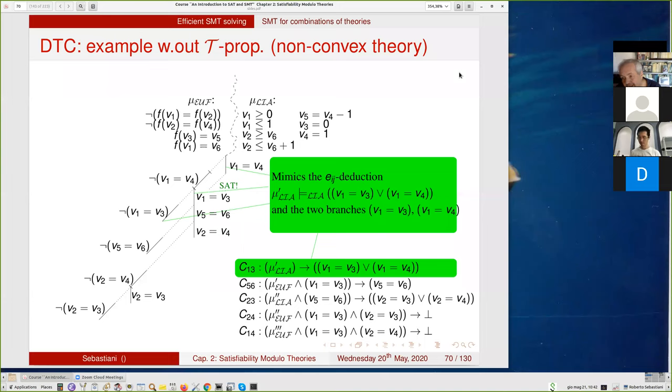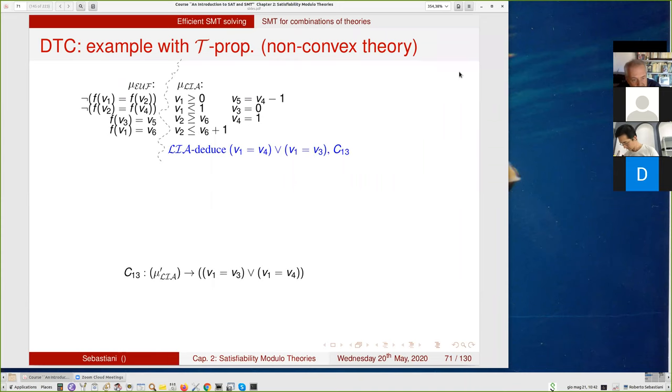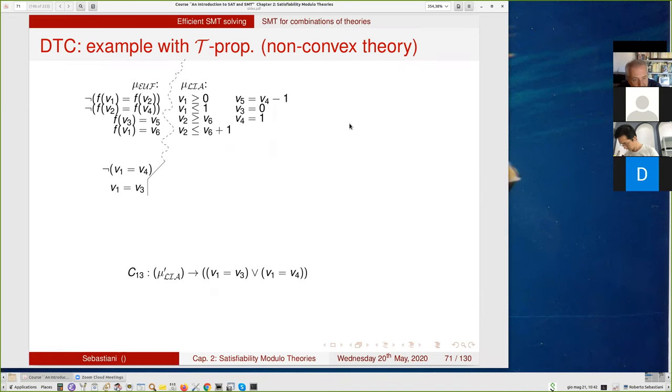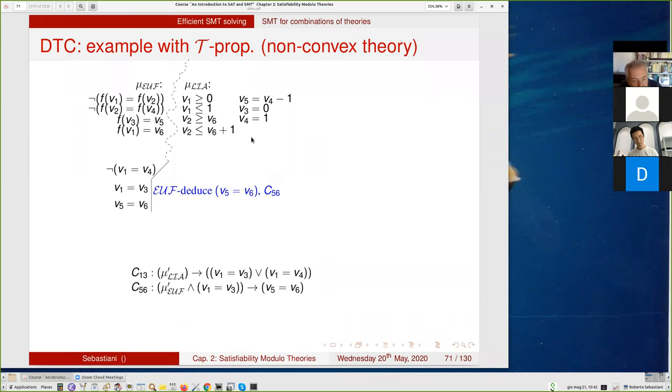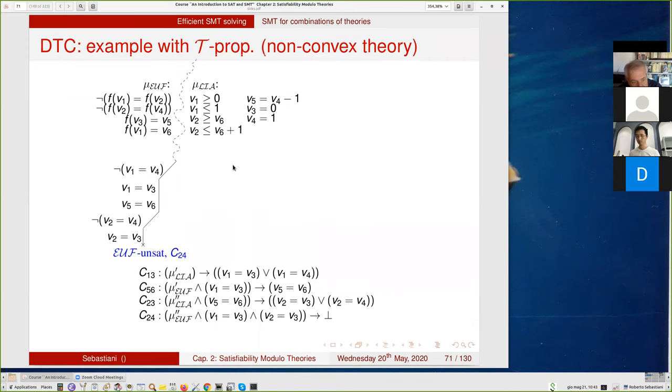But if we have instead deduction capabilities, then we use the theory propagation to mimic the behavior of Nelson Oppen. So in this case, if our tool is able to deduce T1 to T4, then we add this clause and we branch on one case, for instance, not V1 equal V2, by which we unit propagate V1 equal V3, by which if it has deduction capabilities it immediately deduces V5 equals V6, then we can deduce the disjunction. So again, we deduce this, and we branch, we unit propagate V2 equals V3 here.